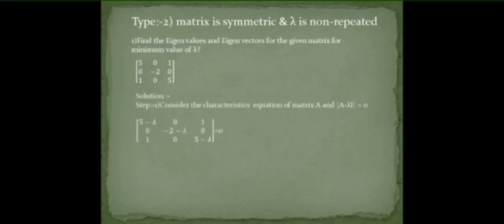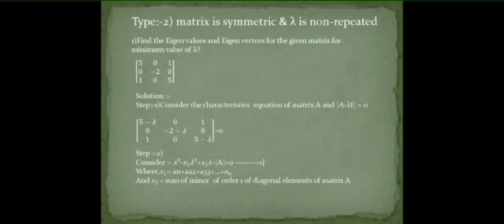Solution. In step 1, we have to consider the characteristic equation of matrix A, that is A minus lambda I. In this, we subtract the value of lambda from all diagonal elements of matrix A. In step 2, we have to consider the equation lambda cube minus s1 lambda square plus s2 lambda minus determinant of A is equal to 0, where s1 is the sum of all diagonal elements and s2 is the sum of minors of order 1 of diagonal elements of matrix A.